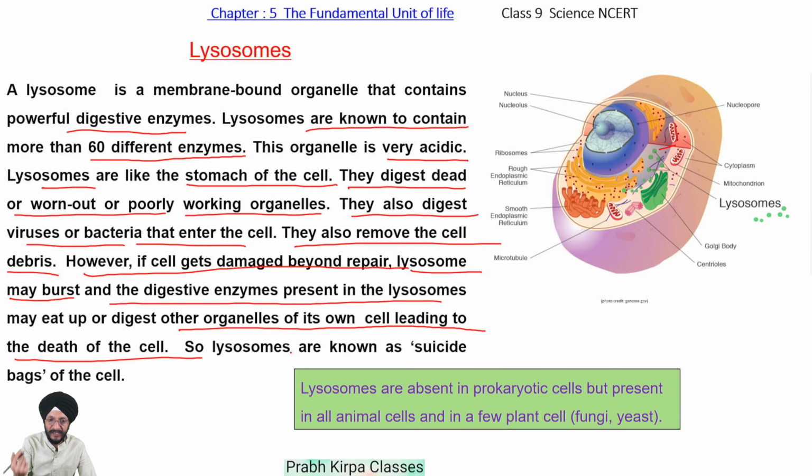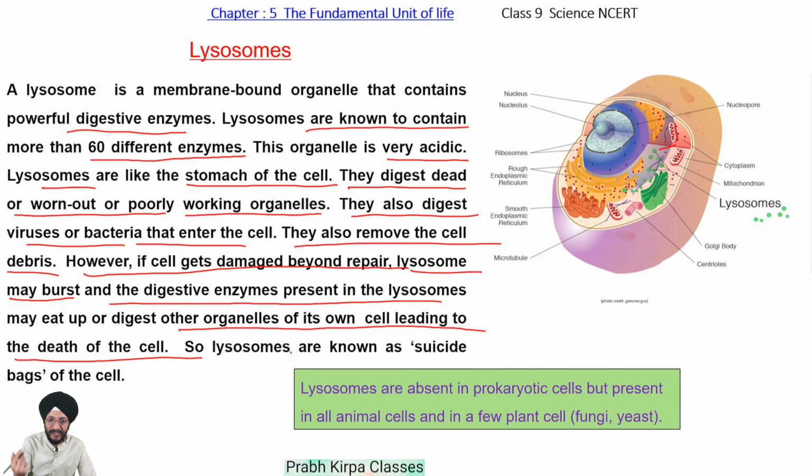You can see here that these are rough endoplasmic reticulum, these are smooth endoplasmic reticulum. Endoplasmic reticulum is in essence the transport system of the eukaryotic cell and has many other important functions such as protein folding. Two types of endoplasmic reticulum are RER, that is rough endoplasmic reticulum, and SER, smooth endoplasmic reticulum.